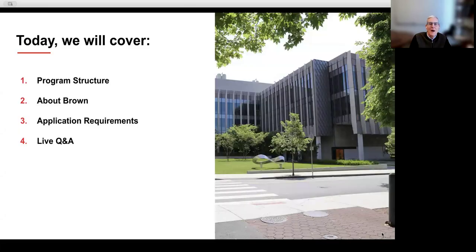The idea is that we'd like to give you two major things. First is the structure of the program, because it's very unique, very different, and probably extremely different from what you're used to coming from your institution at the undergraduate level. And then Bryce is going to spend some time talking about Brown University and give you a little insight into the whole application process and requirements.